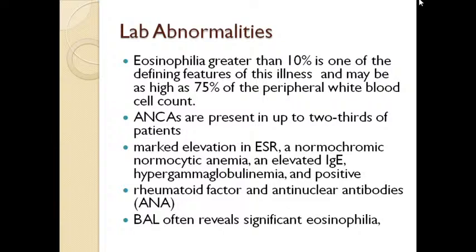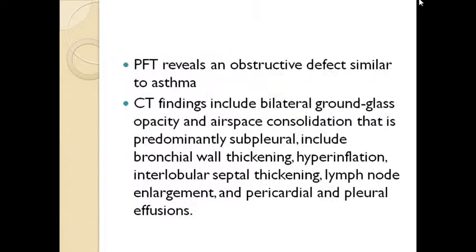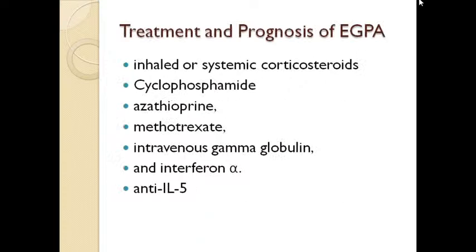The blood count revealed significant eosinophilia. Spirography and other tests revealed obstructive defects similar to bronchial asthma. Computed tomography findings include bilateral ground glass opacity and airspace consolidation that is predominantly subpleural, bronchial wall thickening, hyperinflation, interlobular septal thickening, lymph node enlargement, and pericardial and pleural effusion.